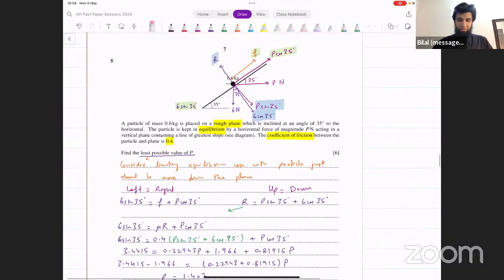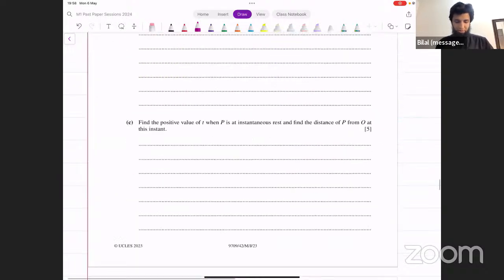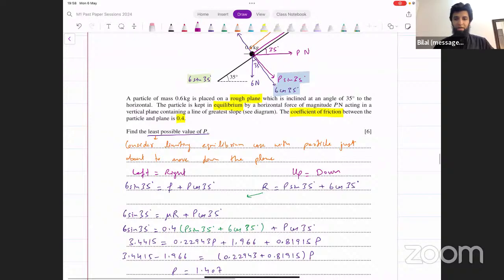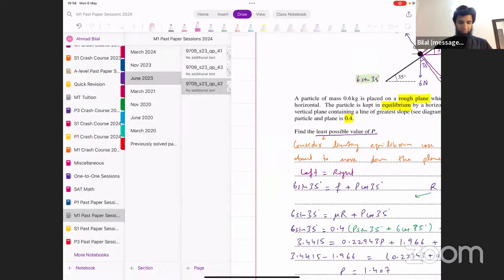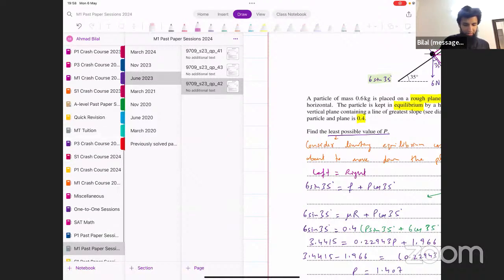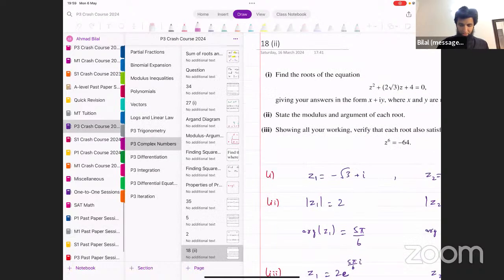Okay, let's actually stick to this concept first. We'll come back to that question number 6 later on. So, least and greatest value. One case for this is when you have a rough, inclined surface, and there is friction involved. Okay, now let me open that here.